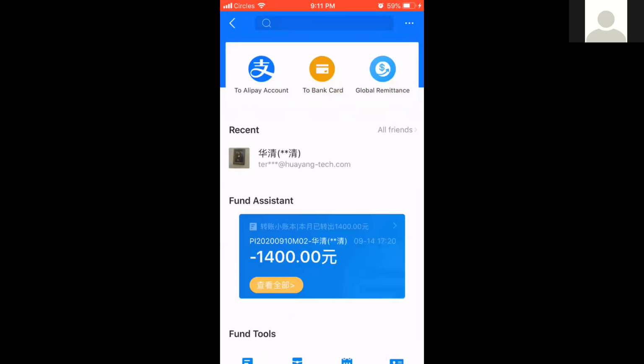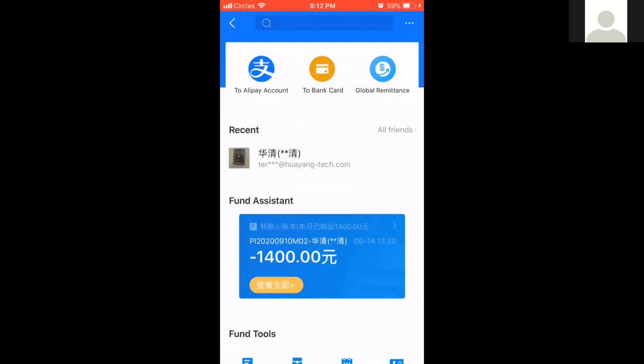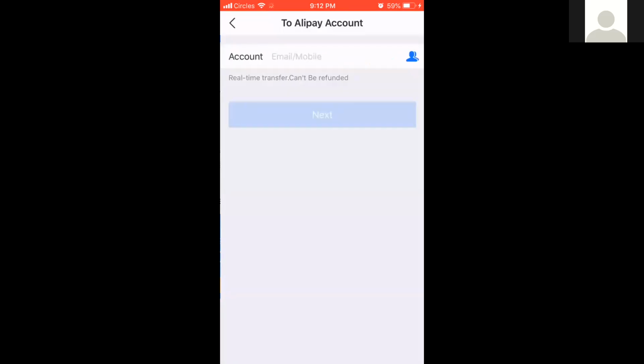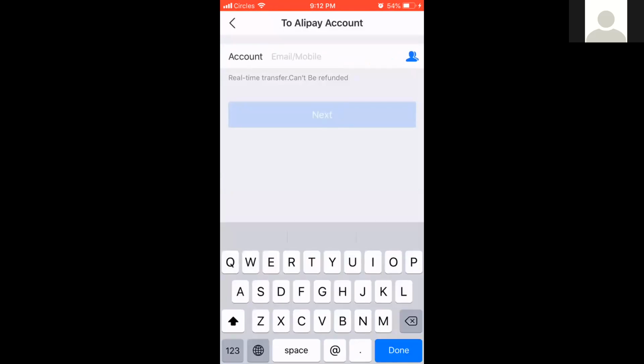So this one is I just paid. Then you say to Alipay account here. Okay. Then you enter the email. Once you enter the email address, they'll give you a name. Then you can check it is correct.